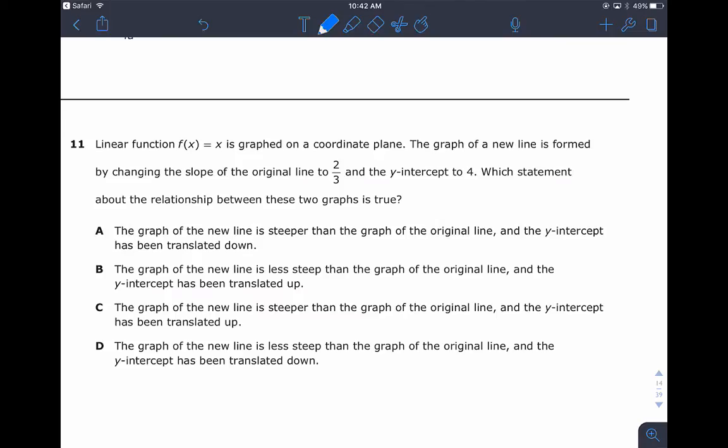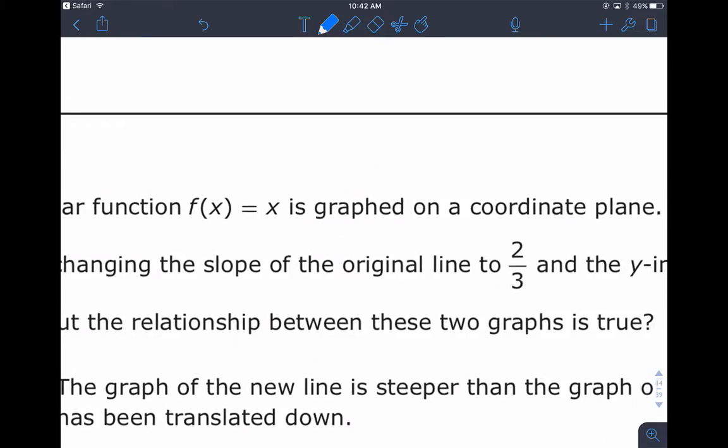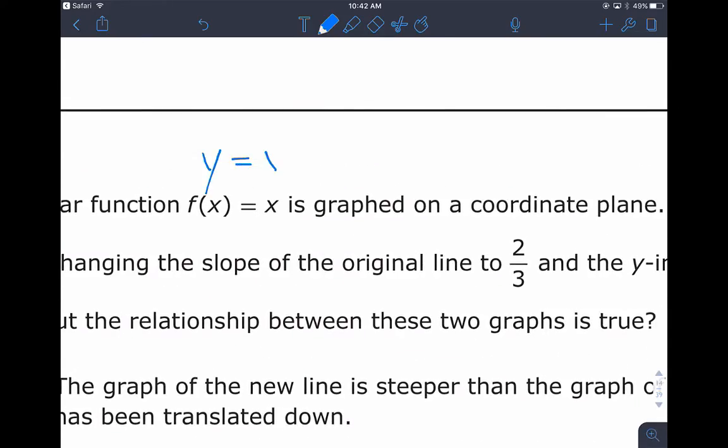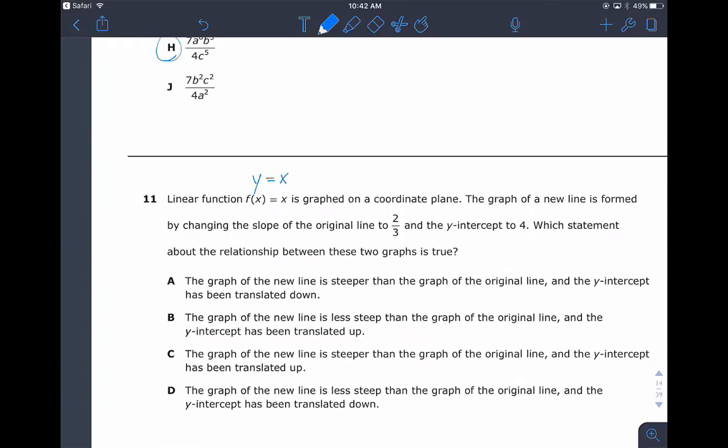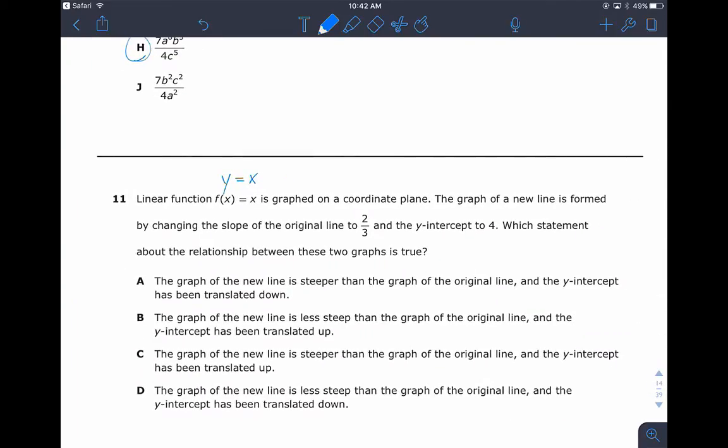So you got a linear function f(x) = x graphed on a coordinate plane. It's actually your parent function. It's very similar to the graph y = x. And we want to think about our y = mx + b, what all those different things are, and then maybe we can figure out what's going on from there. We'll look at that here in a second.